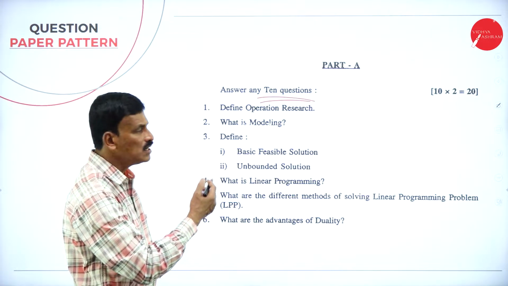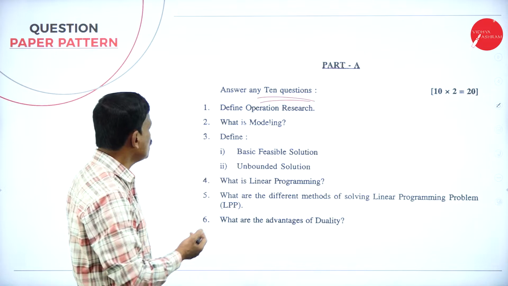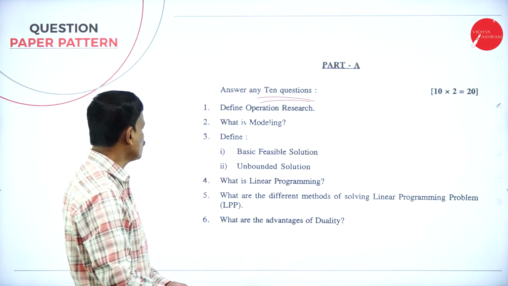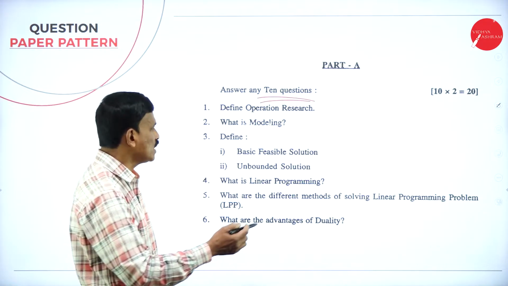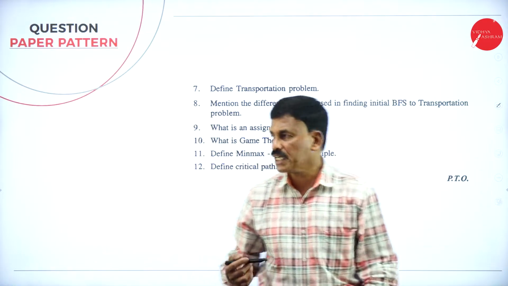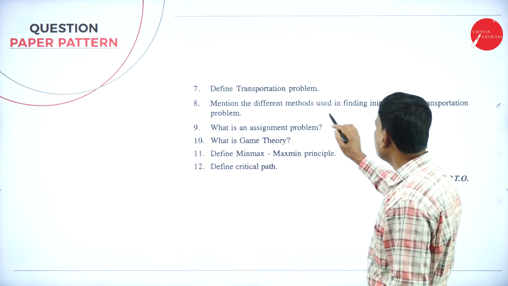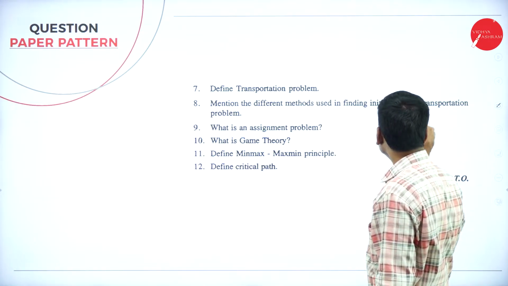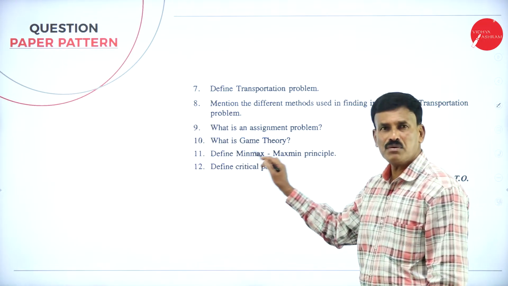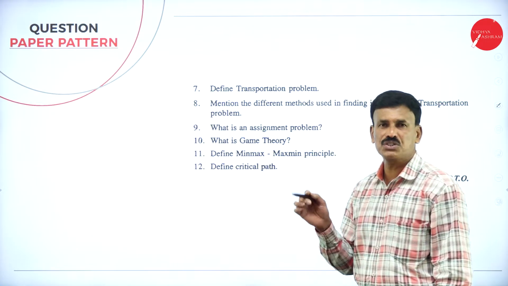Now the questions are very simple. Define operation research. What is modeling? Define basic feasible solution. Unbounded solution. What is linear programming? What are the different methods of solving linear programming problem? What are the advantages of duality? Now question number 7, define transportation problem. Mention the different methods used in finding the initial basic feasible solution of a transportation problem. What is assignment problem? What is game theory? Define min-max and max-min principle and critical path. So these are the questions.